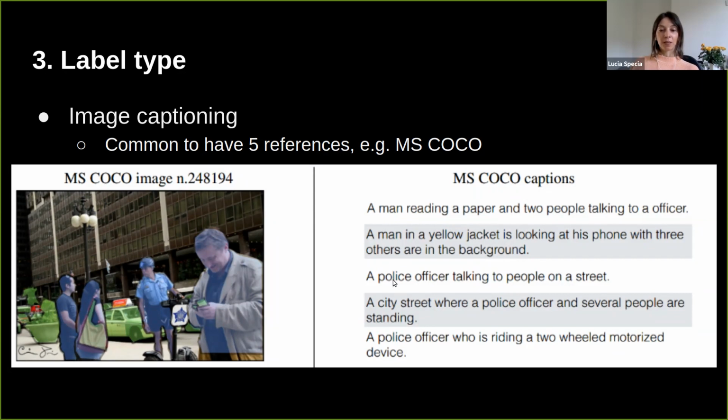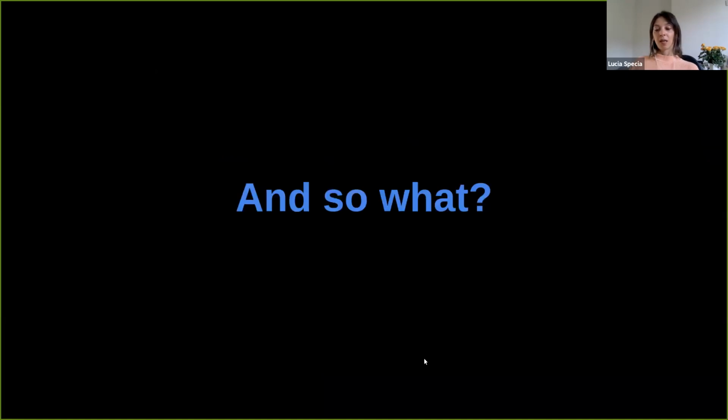The other ones, two of them talk about the police officer in the background, and one just sort of generalizes the scene in City Street where a police officer and several people are standing. So people obviously have different ways of interpreting a scene or find different things more interesting to describe. And again, there is no way you could expect agreement in these descriptions.